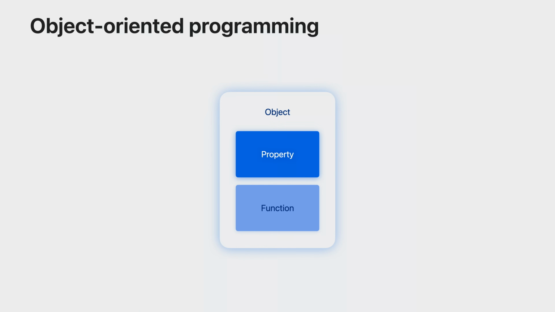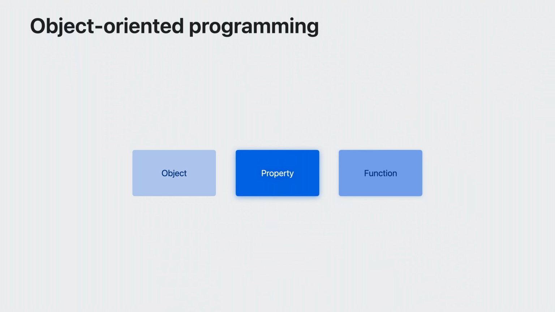ECS has some close parallels to object-oriented programming, but is different in some key ways. In the object-oriented programming world, the object has properties which are attributes that define its nature, and it has its own functionality. You write these properties and functions in a class that defines the object.